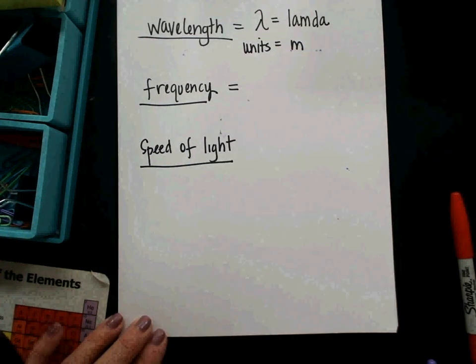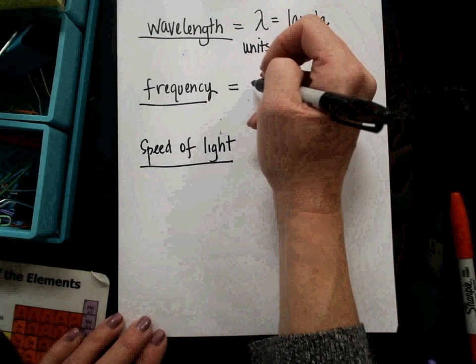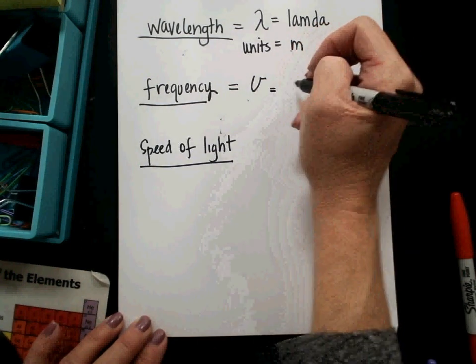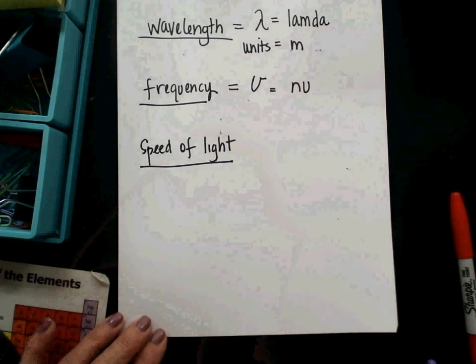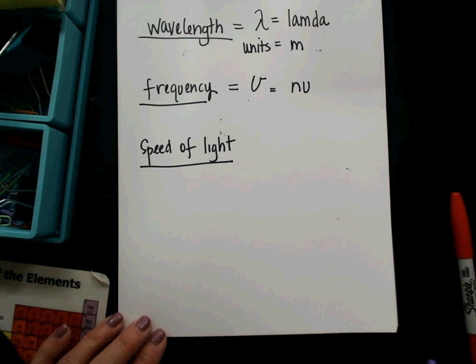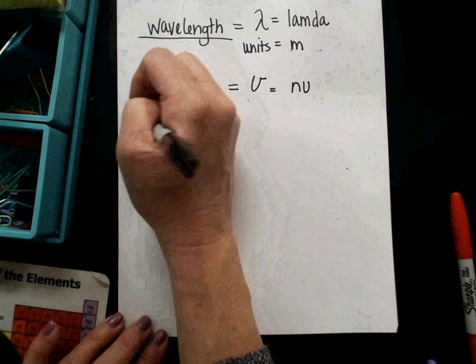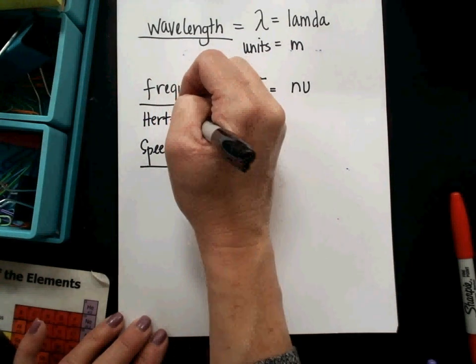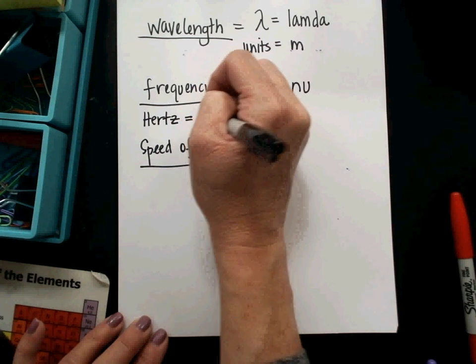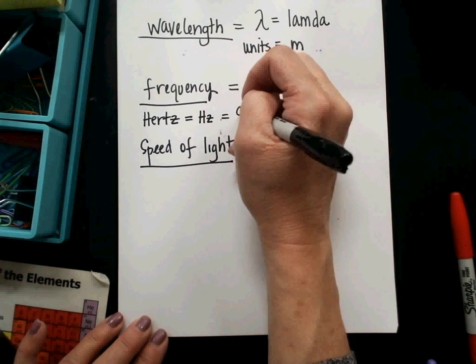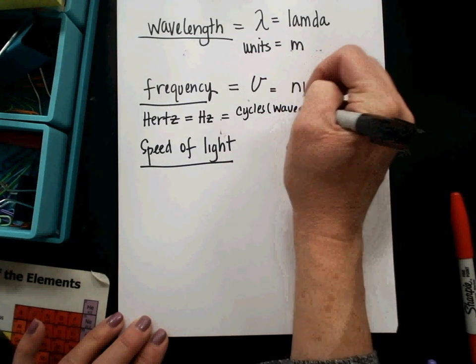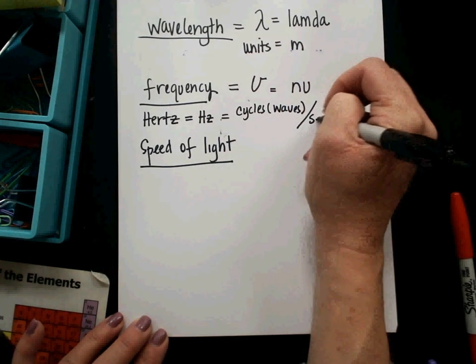For frequency, my variable looks kind of like a cursive V. It's like that. And that is the Greek letter nu, N-U. And it is measured in something called hertz, the measurement for energy, which is Hz, and it means cycles and waves per second.